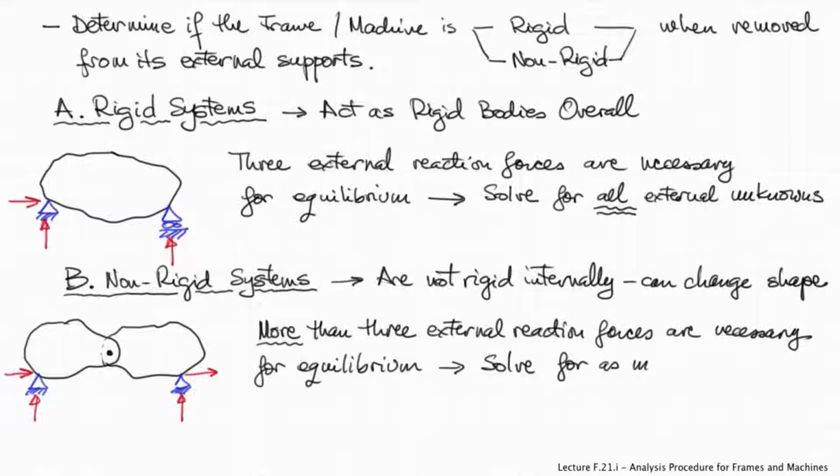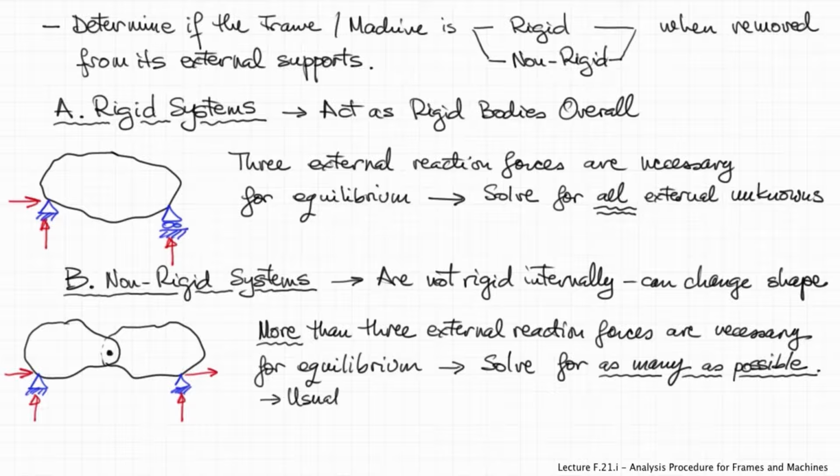What do we do in this case? Well, we can solve for as many unknown reaction forces as we can. Sometimes we can solve for some, sometimes we cannot solve for any. In this case, in order to see what you can solve for, the clue is to look and see whether these reaction forces or the supports line up.